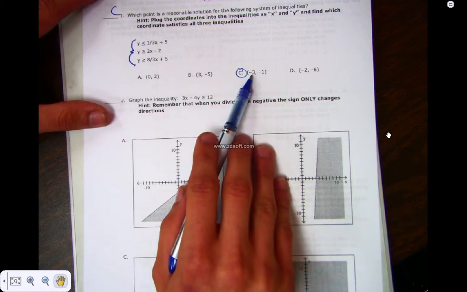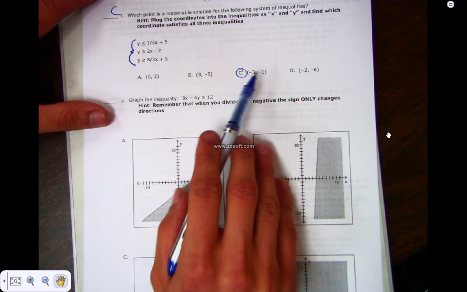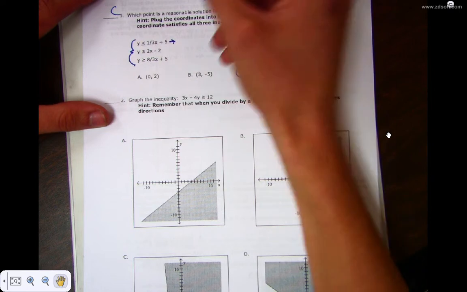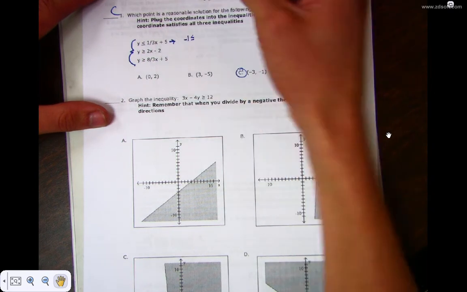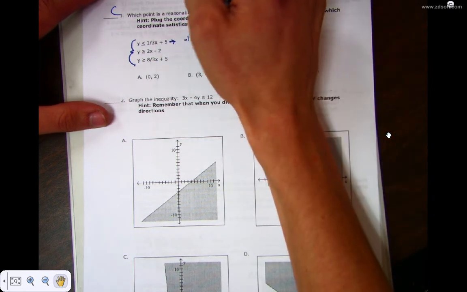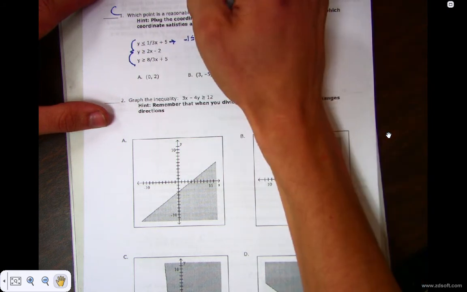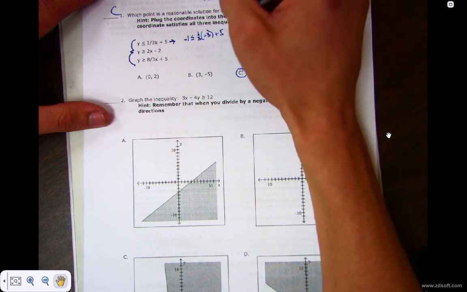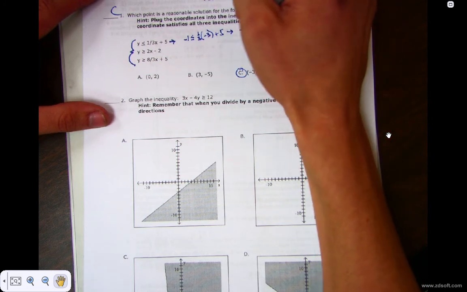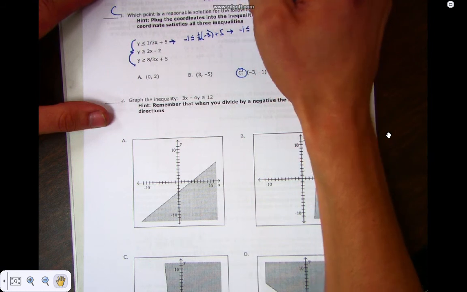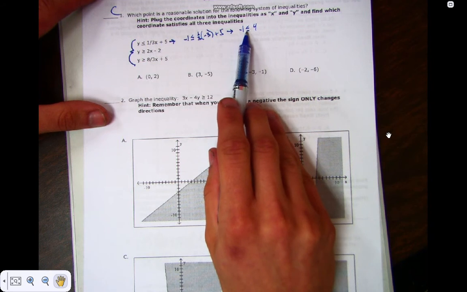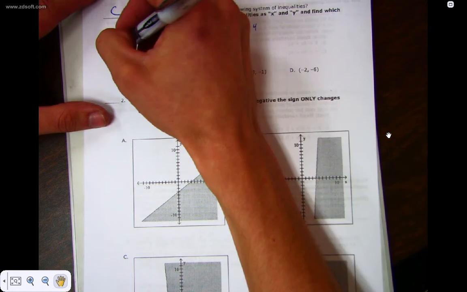C says that x is -3 and y is -1. So let's go ahead and do this first one. If y is -1, then I'm going to have -1 less than or equal to 1/3 times x, and x is -3, plus 5. Well, 1/3 times -3 is -1. So really what I have is -1 is less than or equal to 4. And that's a true statement. It's a lot less than 4, okay? So that's true. We know this one's right.